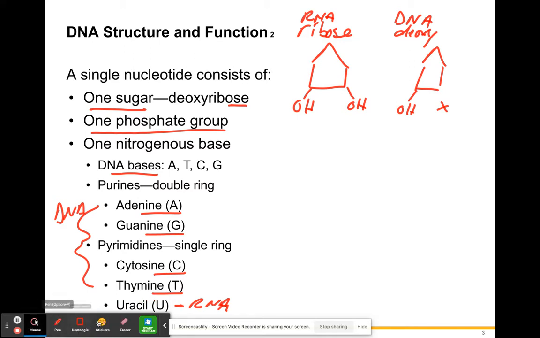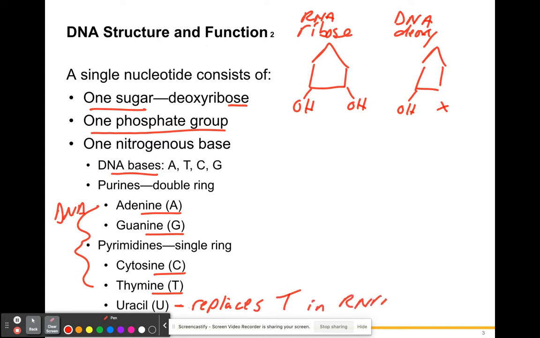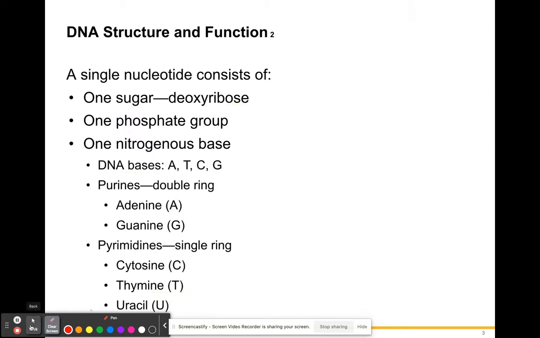So let me just erase this 1 second so I can write again. U replaces T in RNA. So you are not allowed to draw, when talking about RNA, which we'll talk about what that is in a moment, when you're drawing out RNA, you cannot put any T's in RNA. You have to replace them with U. So anywhere you would put a T, you're going to put a U. But if you're talking about DNA, it's A's, T's, G's, and C's.